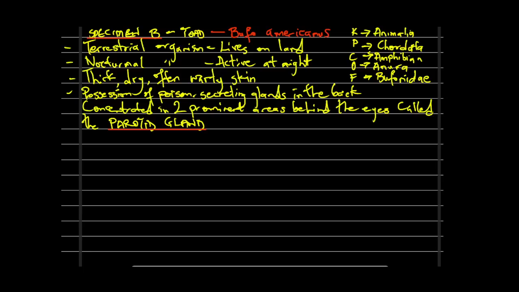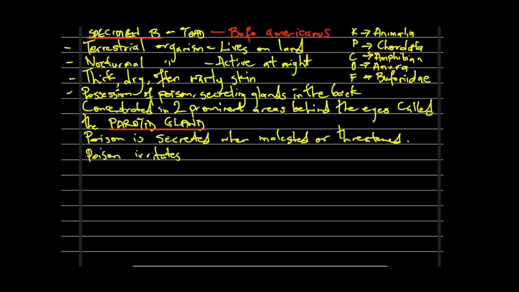And when this happens, the poison irritates the eyes and the mucous membrane of the predators. Yes, that is what the poison does, okay? This particular poison is secreted when molested or threatened. The poison irritates the eyes of predators.